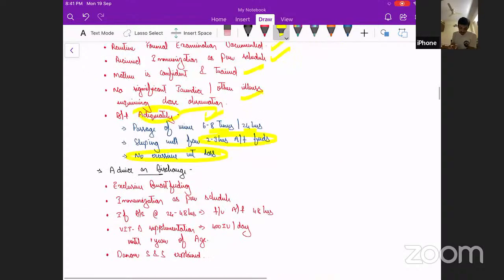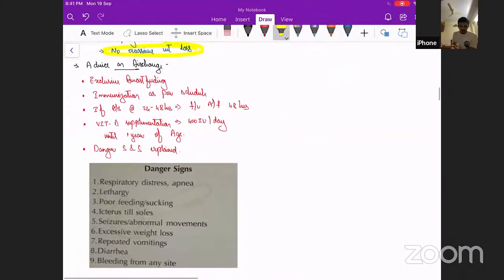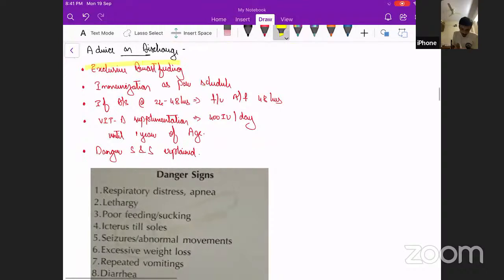And we again have to counsel and advise regarding exclusive breastfeeding and further follow-up for the national immunization schedule. If discharge is done within 24 to 48 hours of life, we'll have to call them back at 48 hours of life to look for jaundice.